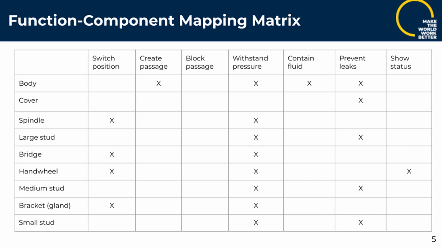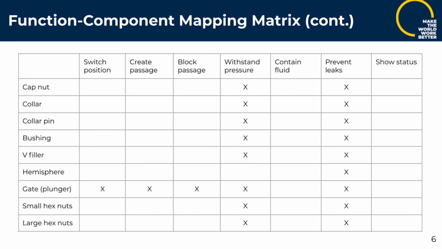The function component mapping matrix is used to match the components of the gate valve to their respective functions. As you can see here, most of these components are used to withstand pressure and prevent leaks. The spindle, bridge, hand wheel, and bracket are used to switch positions, while the body is the main part that contains the fluid. On the next slide here, the gate or plunger is used to create and block the passage.